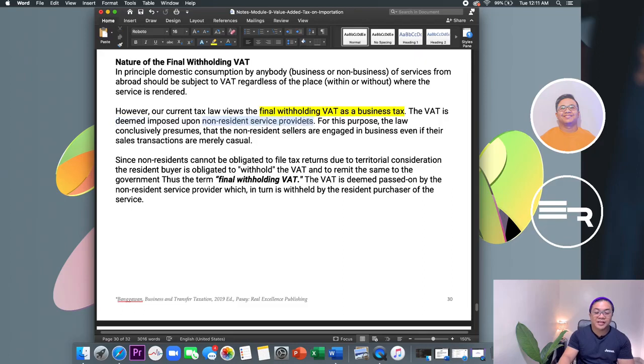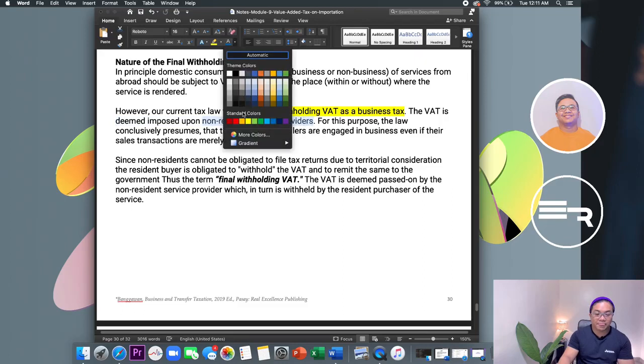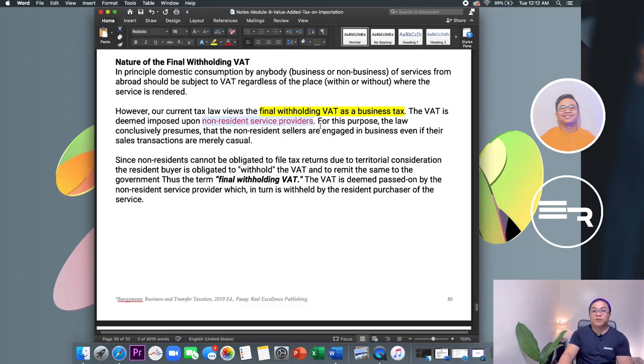Highlight natin. Non-resident service providers. For this purpose, the law conclusively presumes that the non-resident sellers are engaged in business. Ina-assume siya na bakit nandito yung non-resident na to? Diba? Na seller. Of course, engaged siya in business. Eh. So, yan yung tawag dyan. Final withholding VAT. Okay? Since non-residents cannot be obligated to file tax return, okay? Hindi naman sila obligated.